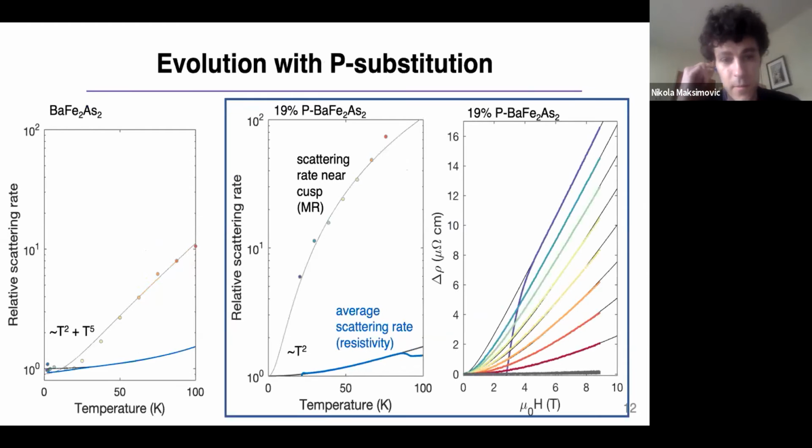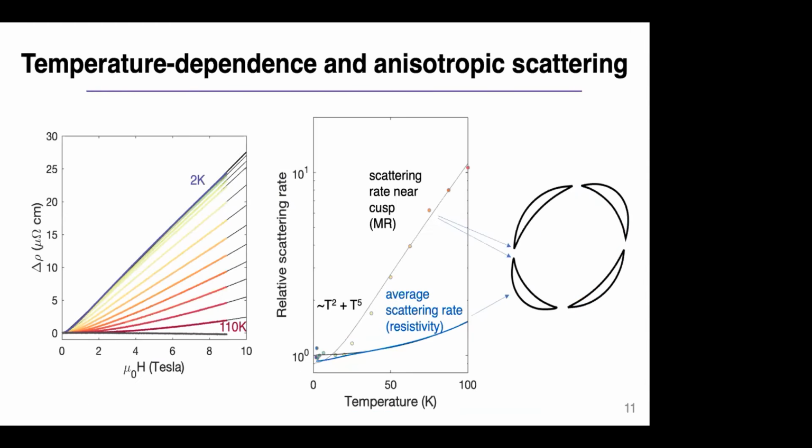Okay, next up, phosphorus. Sorry, yeah, can I ask a question? Sure. How do you sort out the scattering rate from the magnetoresistance?